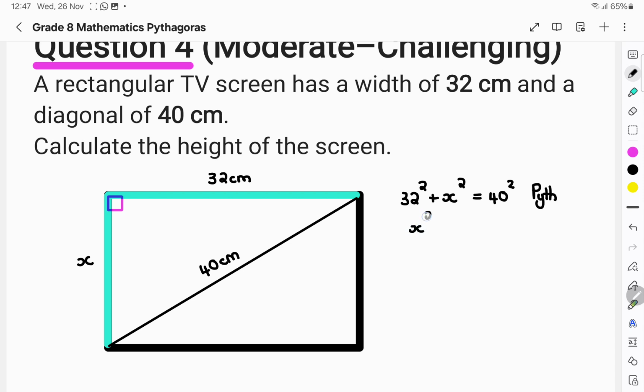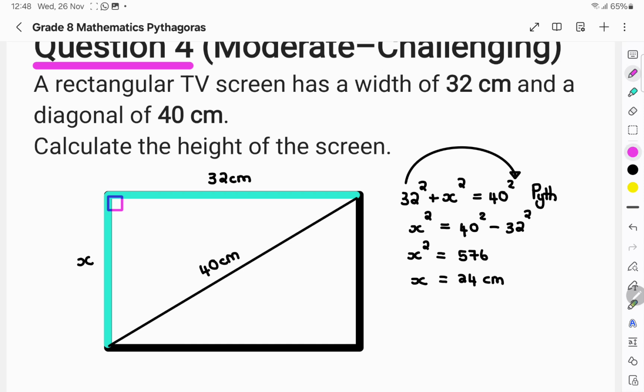So now to make it a little bit quicker and easier, in your calculator, because you bring that 32 squared over, you have to subtract it on that side. So you can punch in 40 squared minus 32 squared, which gives you that x squared is 576. And only now we're going to square root 576. Because it's a distance, it's always the positive, which is 24 centimeters.